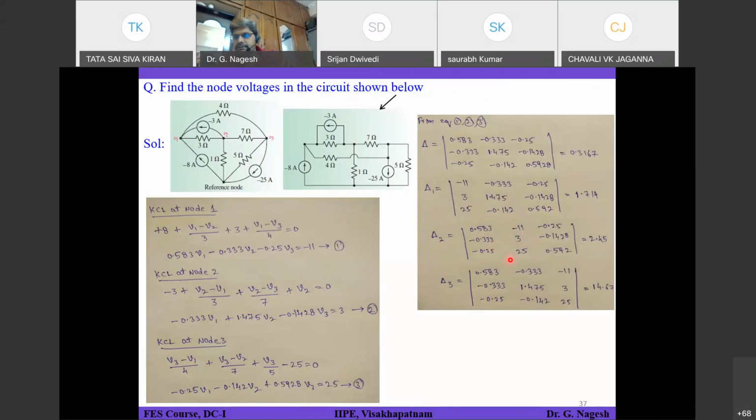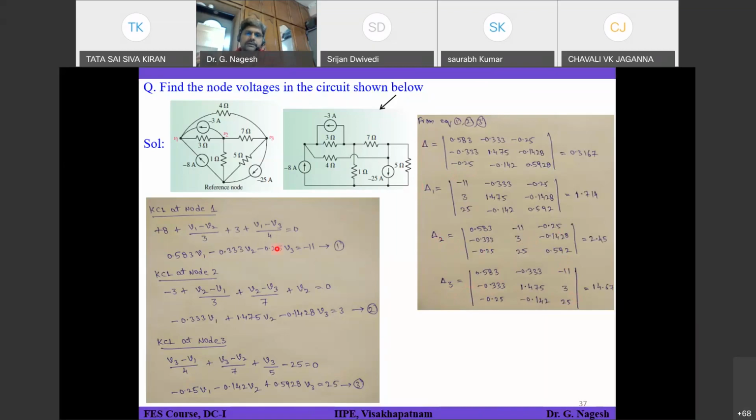You know how to find out determinant and how to solve a 3 by 3 equation. Okay. So you will find delta 2 and then you will find delta 3. The only thing is the right hand side will be coming and existing in that particular column. For delta 3 it will be column 3, for delta 2 it will be column 2, and for delta 1 it will be column 1. So you'll have delta 1, delta 2 and delta 3.